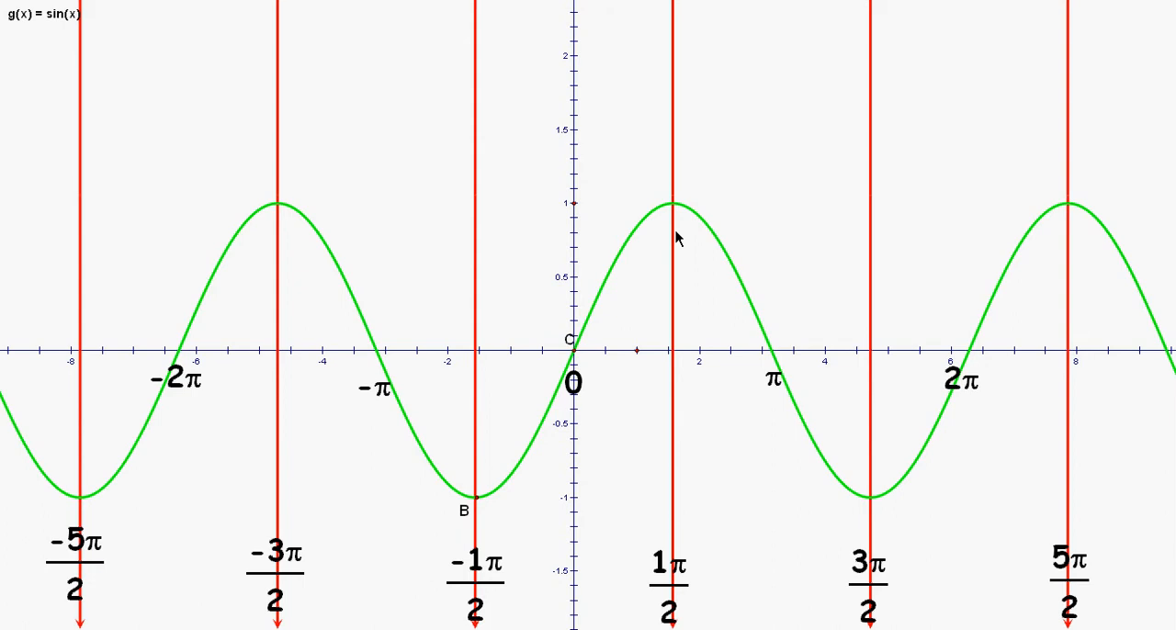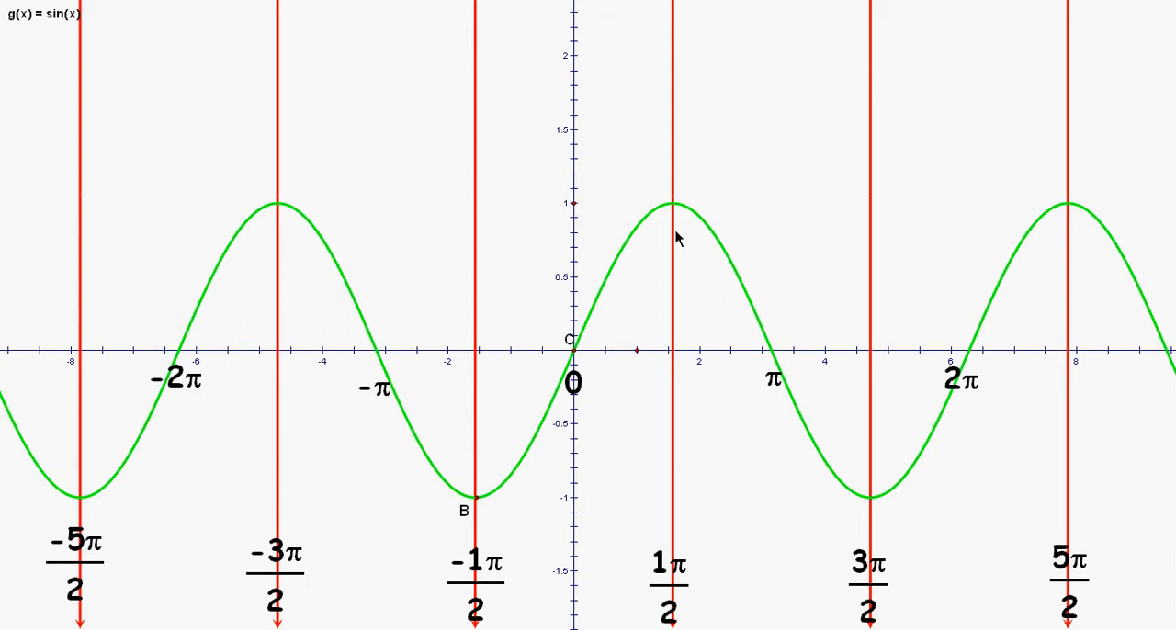Today we are going to look at the function of tangent and how it relates to the sine function that we have previously looked at. In the viewing window that you currently see, we have graphed g of x is equal to sine x from negative 5 pi over 2 to positive 5 pi over 2 as far as the domain goes.